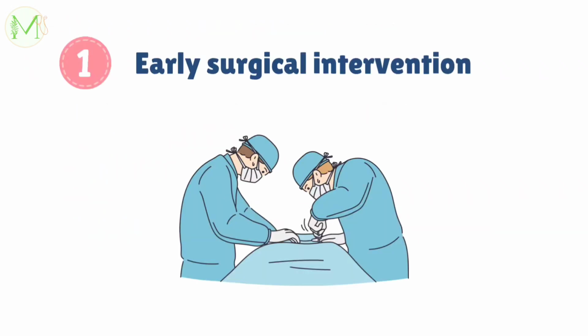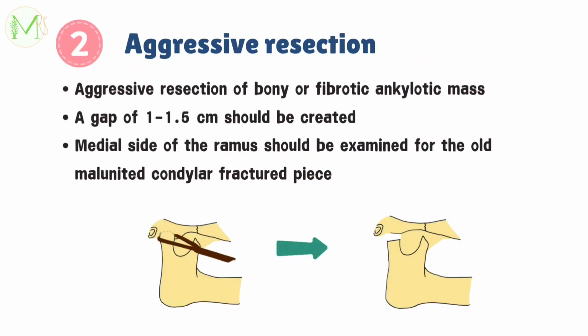The first thing that we need to do when it comes to TMJ ankylosis management is early surgical intervention. Surgery should be done in these cases as soon as possible. The next step is aggressive resection. Aggressive excision of the fibrous or bony ankylotic mass is done. In TMJ ankylosis, we know that the temporomandibular joint is fused. We saw in the previous video that this fusion or ankylotic mass can be either fibrous or bony. So we need to excise this bony or fibrous ankylotic mass.